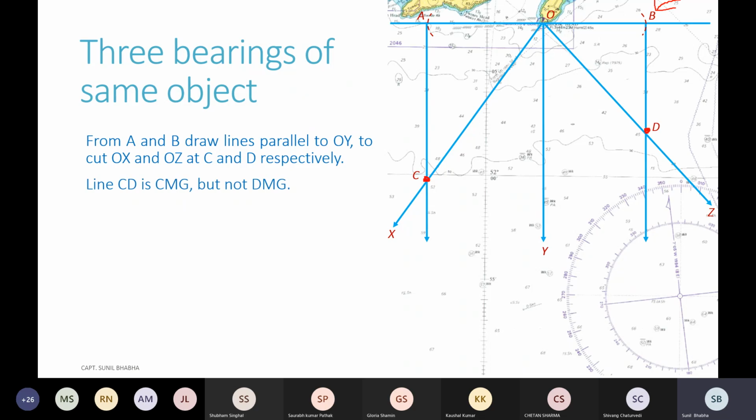Now let's join these 2 points, C and D. This line CD gives me my course made good. Important thing to note here is that this line gives us the direction of the course made good, but this line does not give us the distance made good between the first bearing and the third bearing. Let's mark it with 2 arrows. That is the symbol for course made good vector.